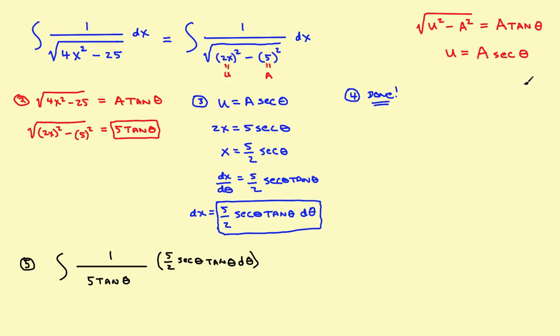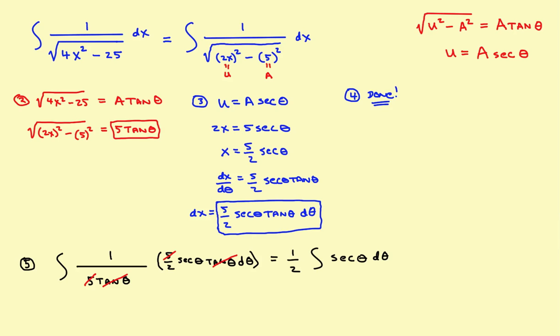Now, simplify this if you can. In this case, we can actually simplify it a little bit. You've got a 5 in the top and a 5 in the bottom, so the two 5s will cancel out. You've got a tangent in the top and a tangent in the bottom, so the tangents will cancel out. And the only thing that you've got left is this 2 in the bottom. So you can bring the 1/2 out in front. That'll be 1/2 the integral of, and the only thing that's left in there is a secant, so that's going to become the secant of theta, d theta.